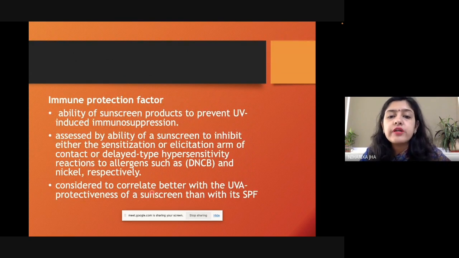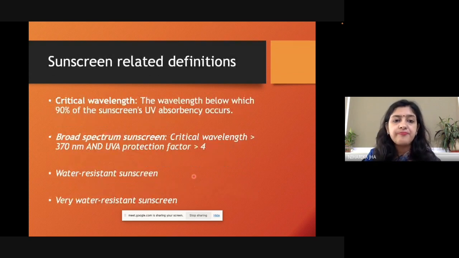Then we have immune protection factor. What is immune protection factor? It is the ability of the sunscreen to prevent UV radiation induced immunosuppression. If you remember from the previous slides, immunosuppression is caused by UVA radiation. So again, immune protection factor is considered to be a protective factor against UVA radiation. So how is it assessed? It is assessed by the ability of the sunscreen to inhibit either the sensitization or elicitation arm of contact or delayed type hypersensitivity reaction to allergens such as DNCB and nickel.